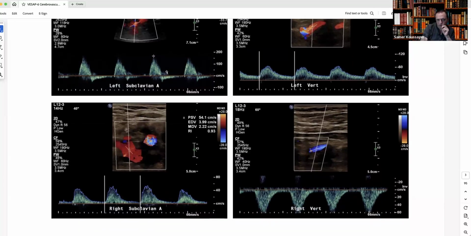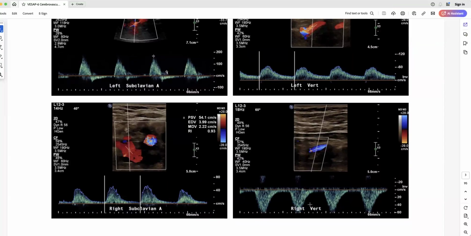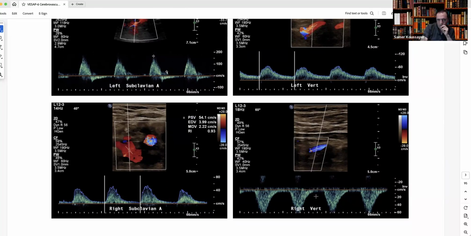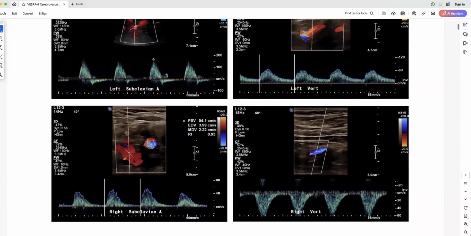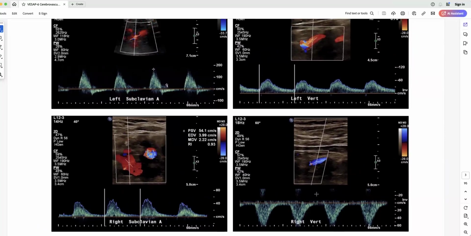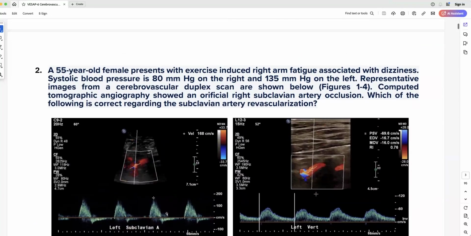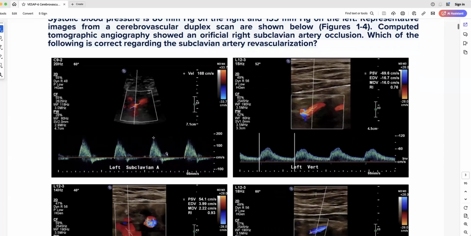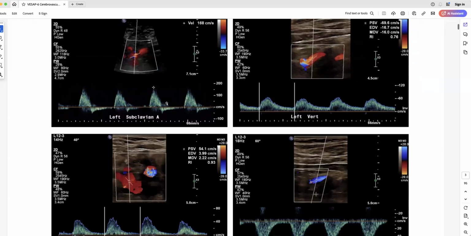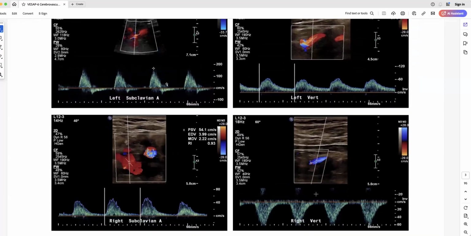You see a monophasic wave here in the subclavian. And you see here the vertebral artery. What do you see in the vertebral artery? Retrograde flow. Retrograde flow, okay? So with all this history, what does that mean? What does this patient have? Occlusion in the subclavian. Yeah, occlusion in the subclavian and the flow in the vertebral is retrograde on the right side.